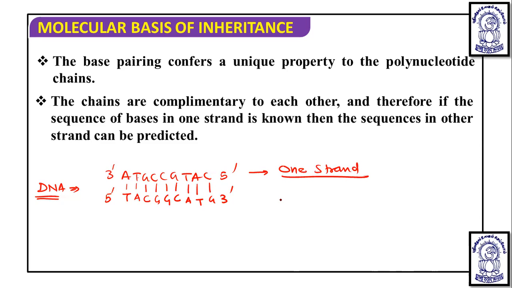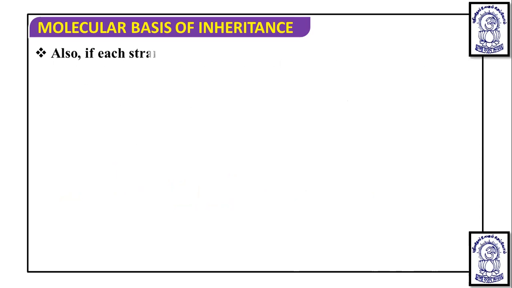If the sequence of this strand is known, then we can identify the particular sequence of another strand. Okay, so this is the particular thing which can be observed. This is due to base pairing, so this provides a unique property to DNA.